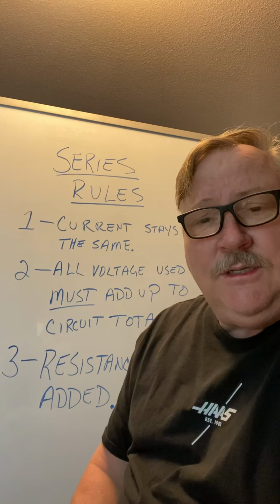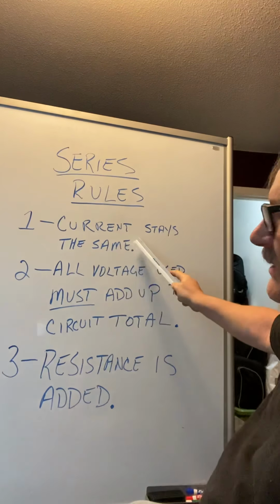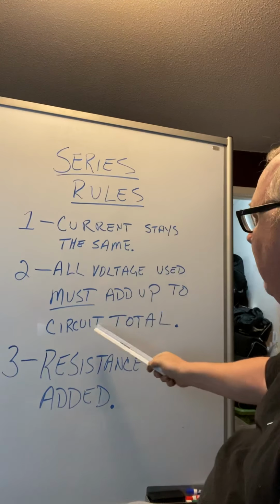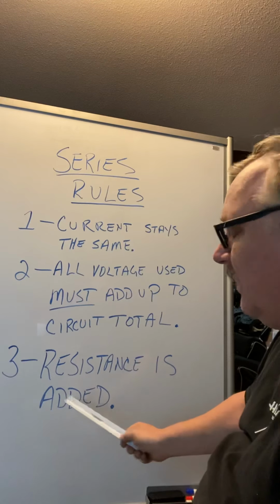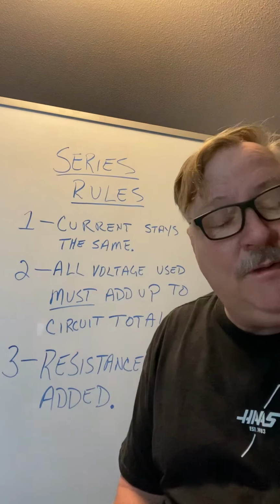So, number one, current stays the same. Number two, all voltage used must add up to the circuit total. And resistance is added up for your circuit total. All right, so I'm going to give you an example real quick.